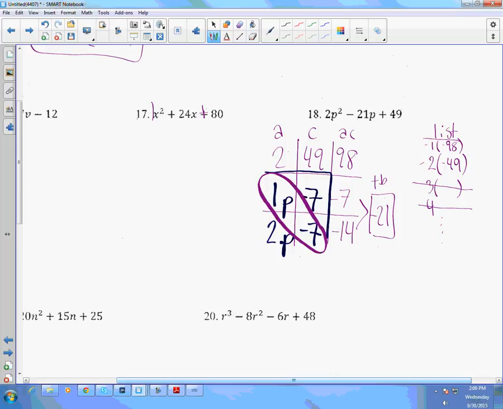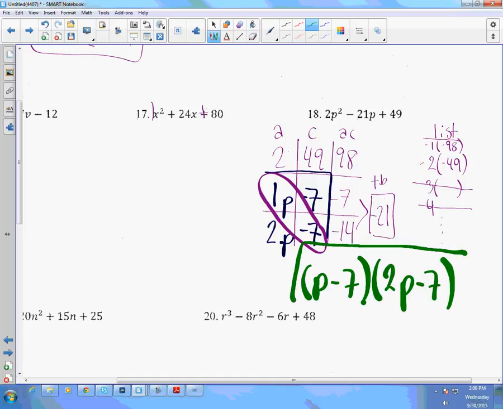So, p minus 7 and 2p minus 7. And if you want to check your work, you just distribute back here. Okay? We will practice more factoring next time. And this is on Wednesday, and I have factoring on it.